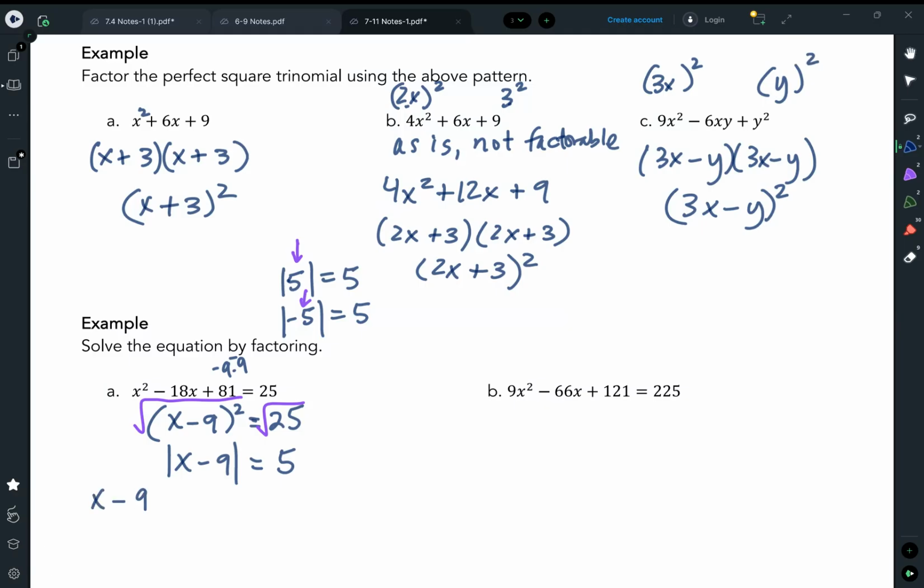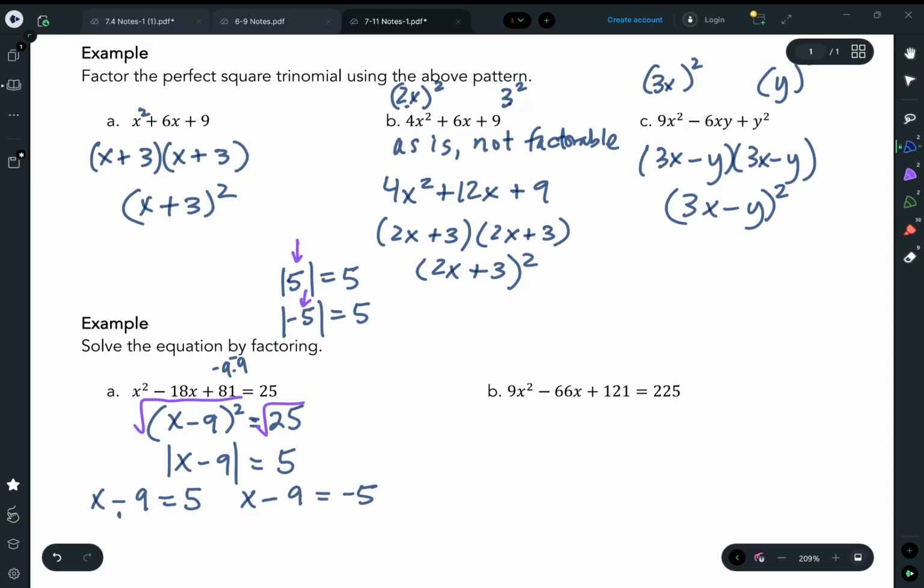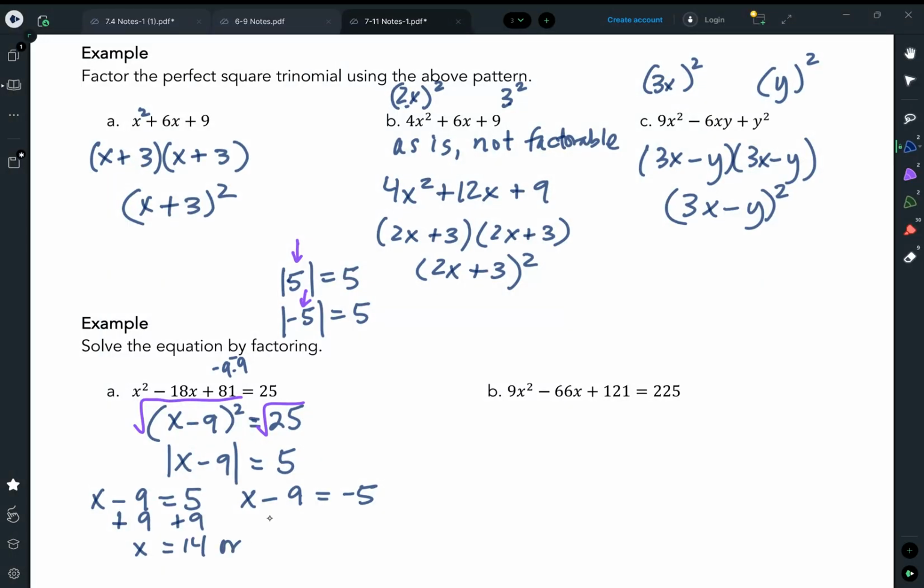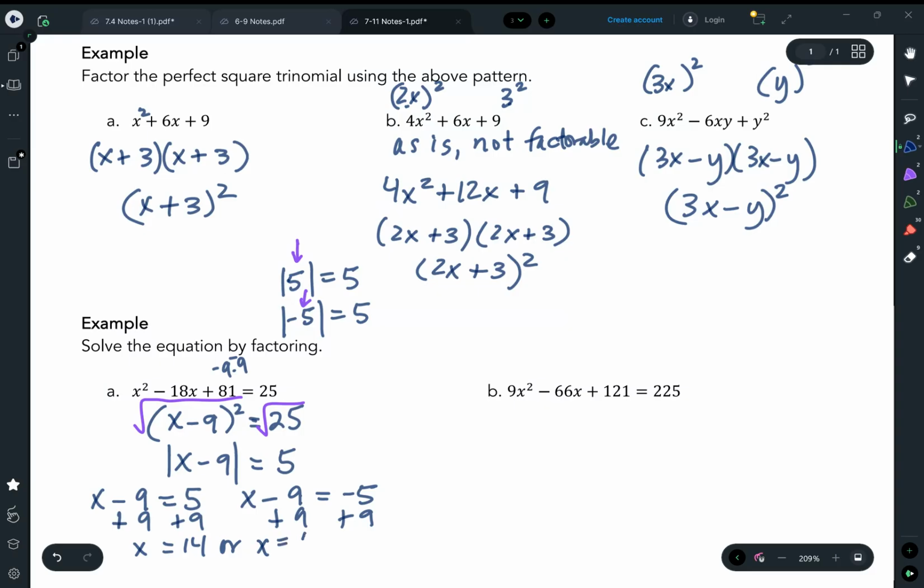And I don't care which order you write them in. It's probably nicer to have the negative one first, but not always. And I really don't care for my students as long as you remember them both. So let's go ahead and solve. We'll have to add 9 on both sides. So x is either equal to 14, or when I add 9 for the second one, I have x equal to 4. So 14 or 4.